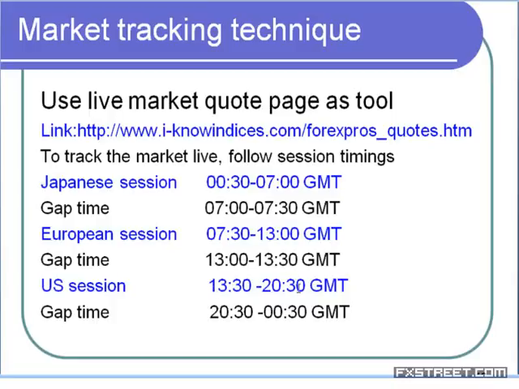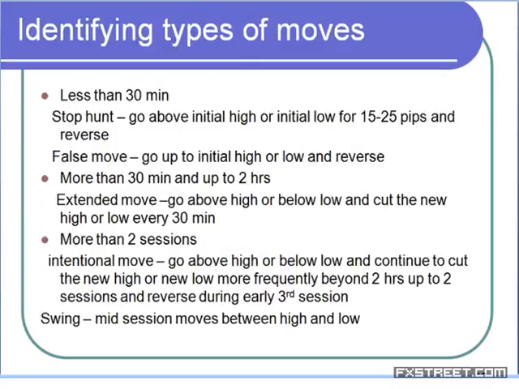So in the early and late sessions they make the stop-ins. In the early and late sessions they handle the majors, and in the mid session they handle the crosses. During the gap time they make false moves, and also before the data release they make false moves. So these are the 2 types of moves which happen in less than 30 minutes.